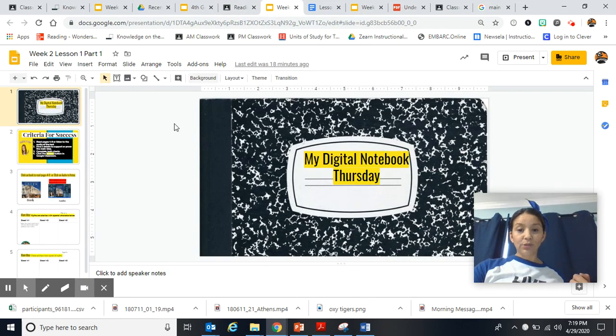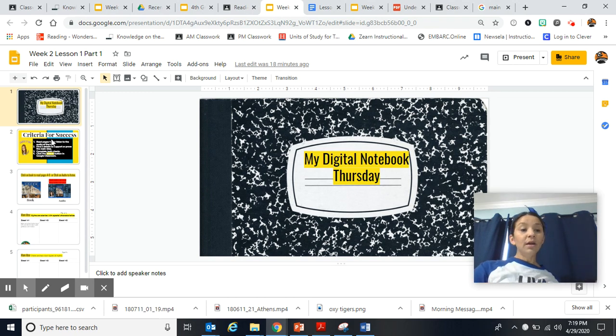So then it's going to take you to the assignment, My Digital Notebook Thursday. I kept getting some questions about, can I decorate it? You can if you have time and you want to spend your time doing that, but I would do that after I'm done with my work. Don't spend a bunch of time just adding pictures to your journal because that's really not the assignment. You can put your name on it. It's fine. You don't have to because it already has your name since you're using your Google Classroom account.